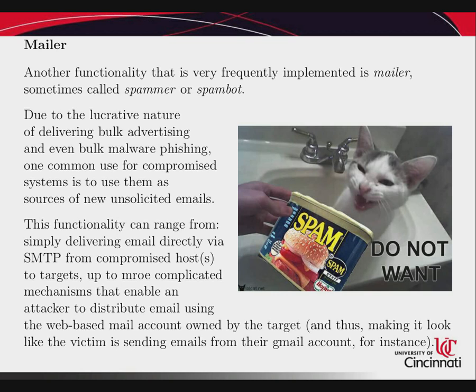Others may actually implement more complicated mechanisms, and rather than sending from that, they may try to distribute email using a list of Gmail accounts, or even the Gmail account that, say, 90% of their targets have. Or I should say 90% of their compromised systems in their botnet have. That's a big benefit to them because it makes it look like the victim is sending emails from their Gmail account. A lot of times Gmail accounts end up being considered more trustworthy than some random host on the UC network directly connecting to send an email to someone else at a company or something like that.